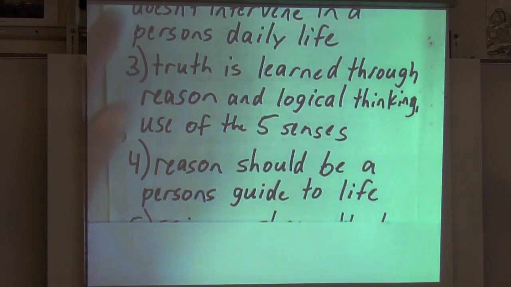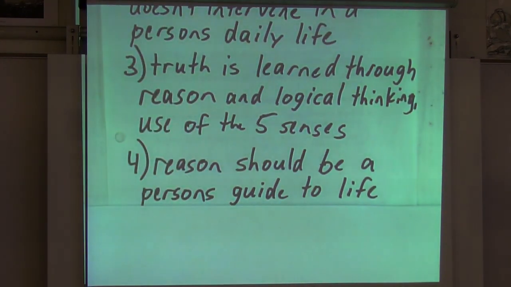All right, and reason, the Philosophes believe, therefore, should be a person's guide to life. You shouldn't just accept things. You should think things through. A reasonable person will never accept something right away that they're told. A reasonable person will think through all sides of an issue, all sides of an aspect, all sides of a hypothesis, and that would be a great guide to life if everybody could do that, the Philosophes believe. Okay? Number 5.